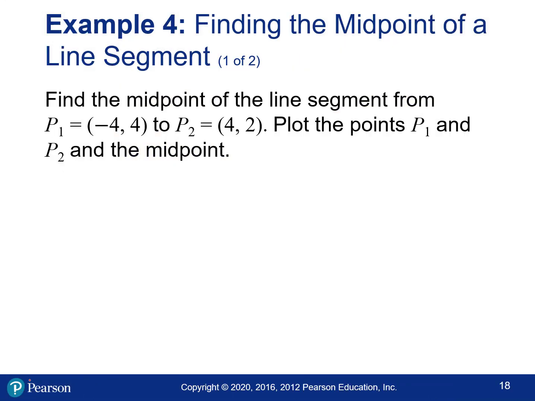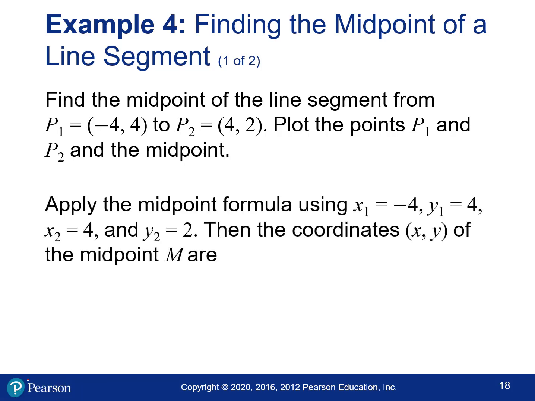Okay, so find the midpoint of the line segment from -4, 4, that's the first point, to 4, 2. And then plot the points and the midpoint. So what we can do with our final answer is make sure that it looks like it's halfway between our 2 points. Alright, so we're going to label.